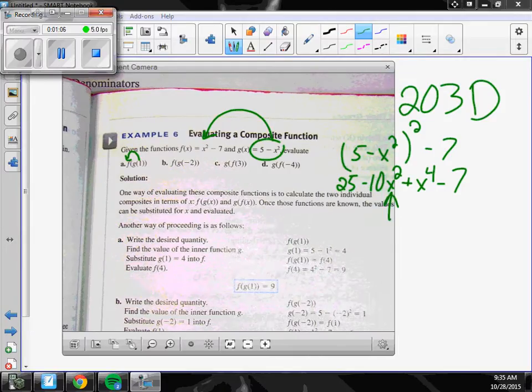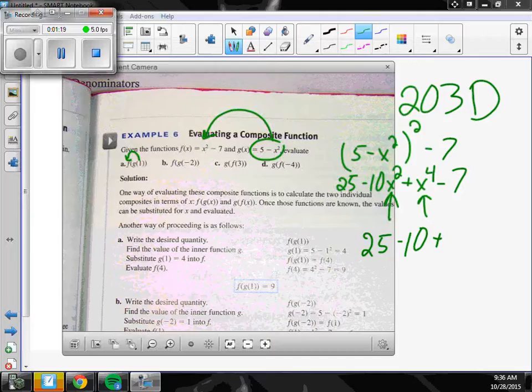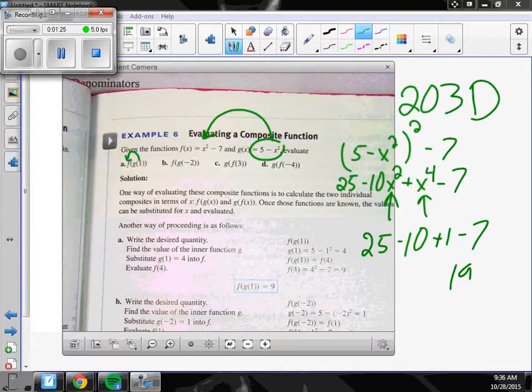What is 1 squared? 1. What is 1 to the fourth? It's also 1. So 25 minus 10 plus 1 minus 7. So that'd be 15. 16 minus 7 would be 19. Now, that's not the way I would recommend doing this. What's the easier way?